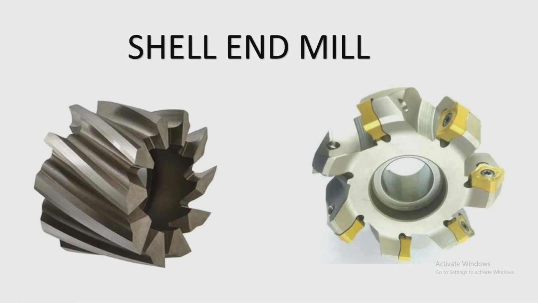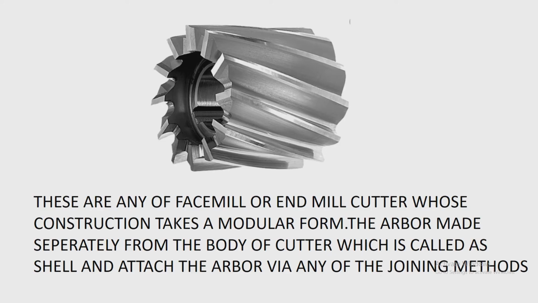The next one is shell end mill cutters. These are any of the face mill or end mill cutters whose construction takes a modular form. The arbor is made separately from the body of the cutter, which is called the shell, and attached to the arbor via any of the joining methods.